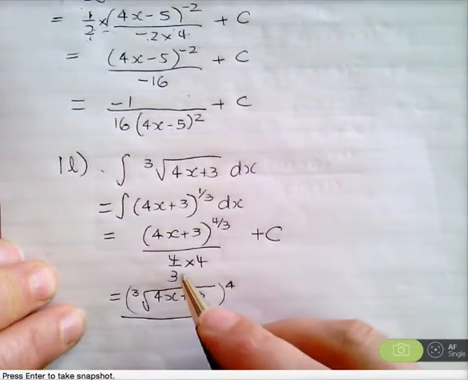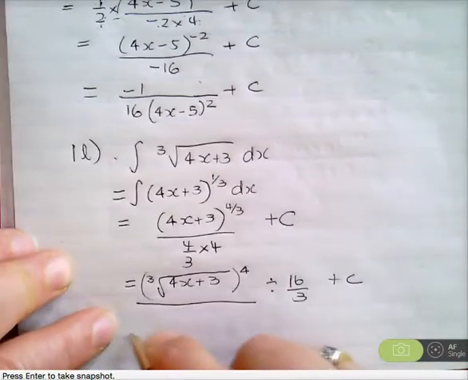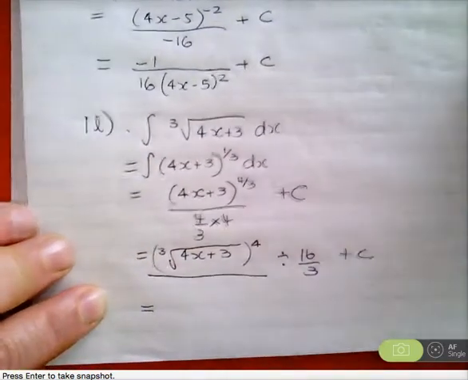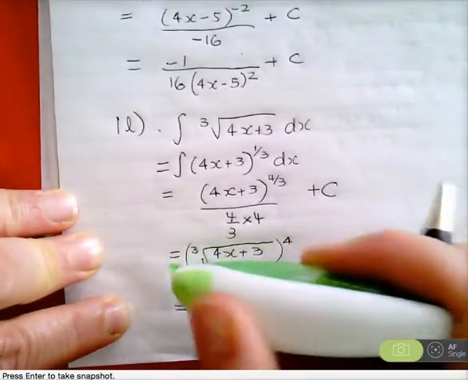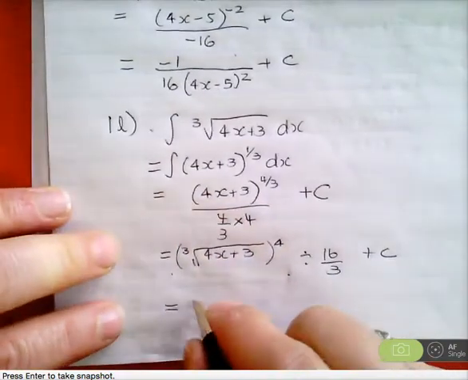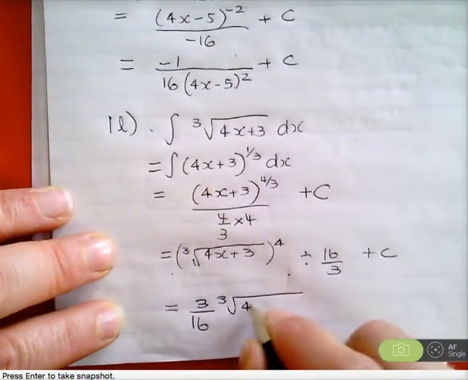Now what's 4/3 times 4? Isn't it 16 on 3? So you're dividing by 16 on 3, which is timesing by 3 over 16. So I don't need a line there. I decided to write divide by 16 on 3. So what's the answer? 3 over 16 times the cubed root of 4x plus 3.